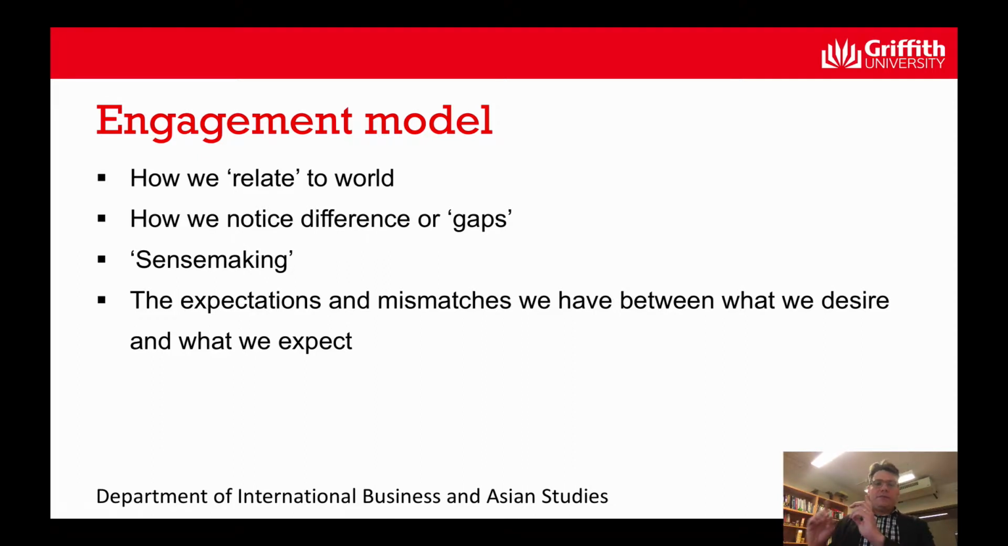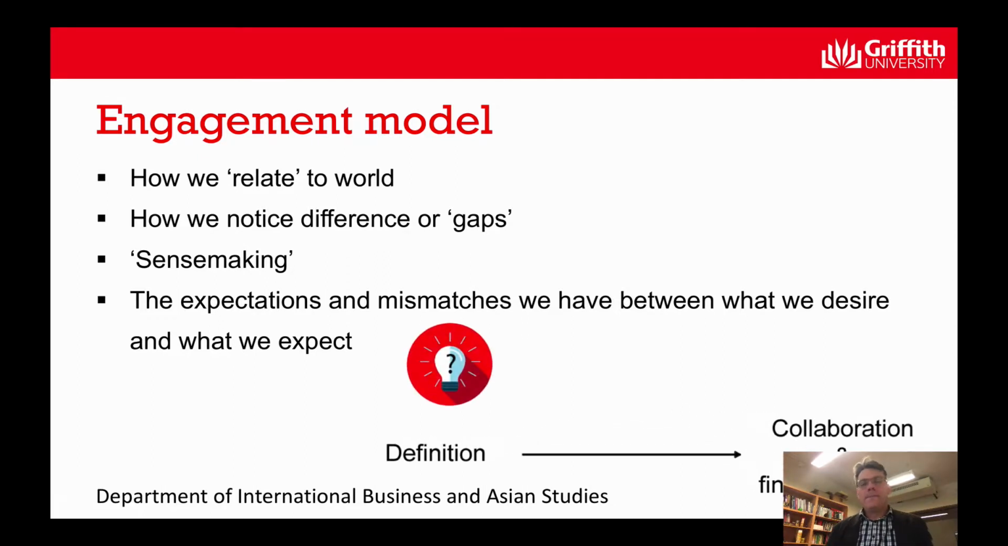But now you'll have a different set of expectations and mismatches between what you want and what you actually have. And that's what the engagement model is trying to get you to see, is to stop and reflect about the way that you're defining problems and think about them from different points of view. Now, why would we do that?